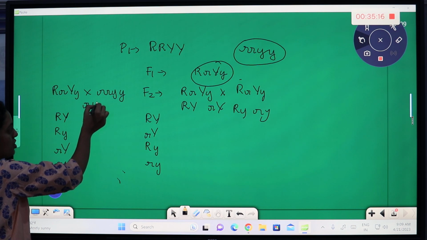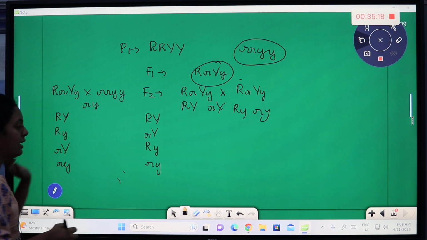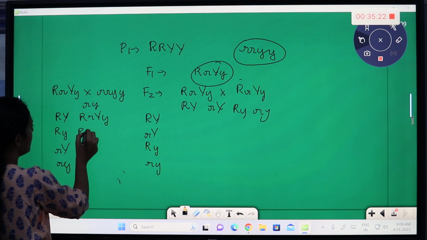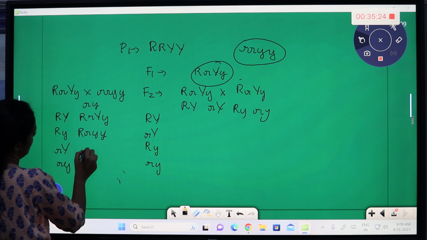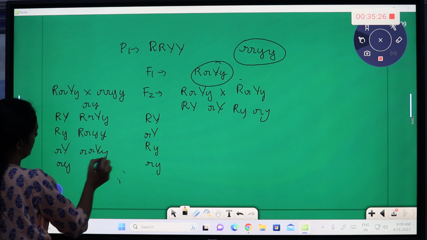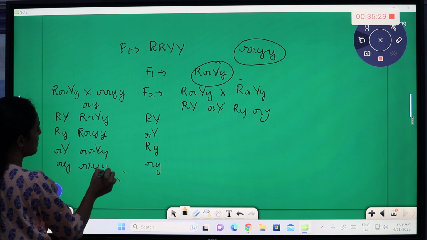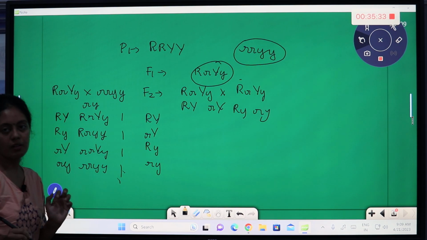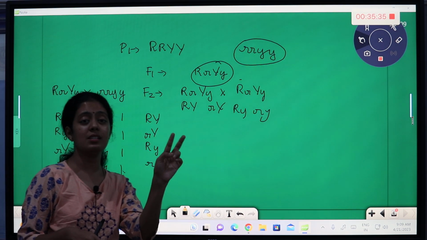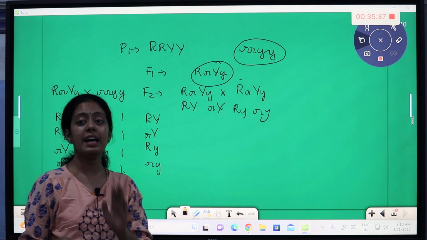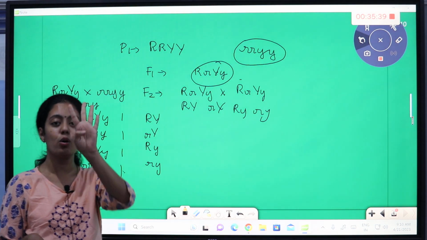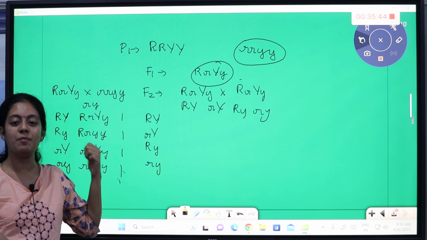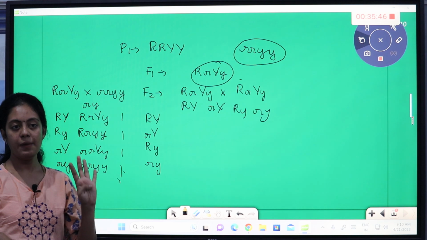Here there is only one of each. So it will be Rr Yy, Rr yy, rr Yy, rr yy. Tell me the ratio now. Very simple: 1:1:1:1. Monohybrid test cross ratio is 1:1. Dihybrid test cross ratio is four ones, 1:1:1:1. For monohybrid 1:1, for dihybrid four ones. Is it clear?